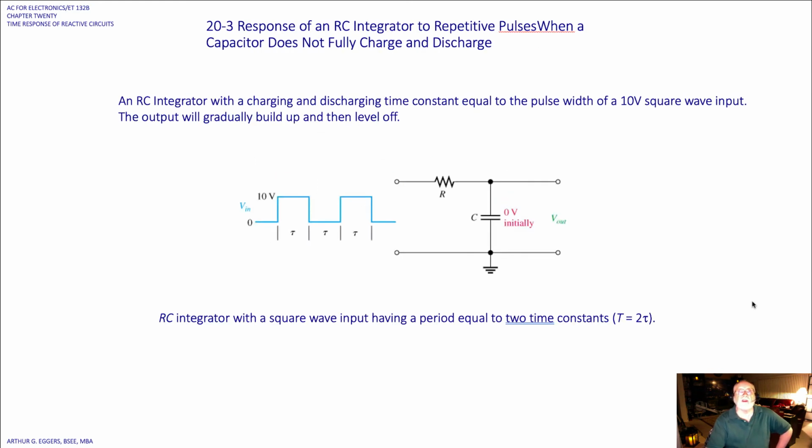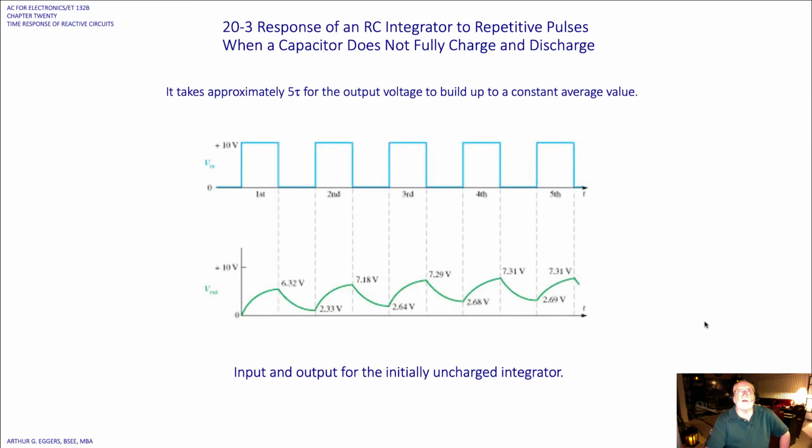An RC integrator with a charging and discharging time constant equal to the pulse width of a 10 volt square wave input: the output will gradually build up and then level off. You can see here we've set this up so that the period is equal to 2 time constants, or 2 tau. It takes approximately 5 time constants for the output voltage to build up to a constant average value.